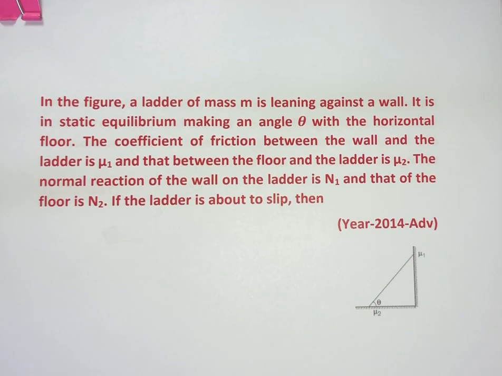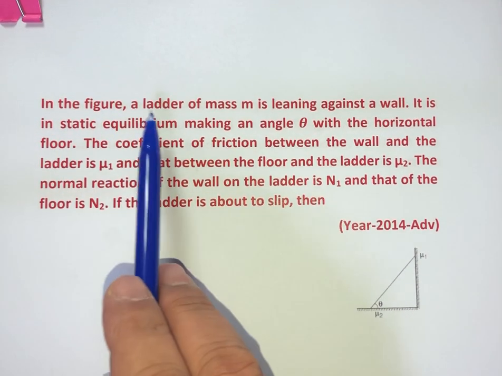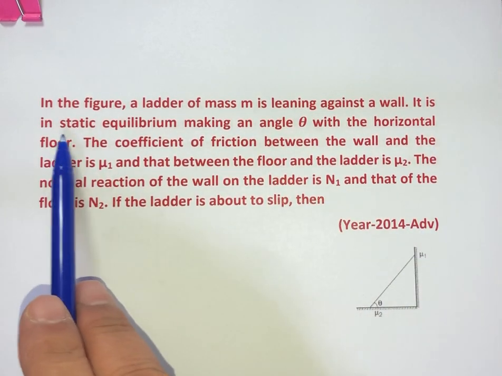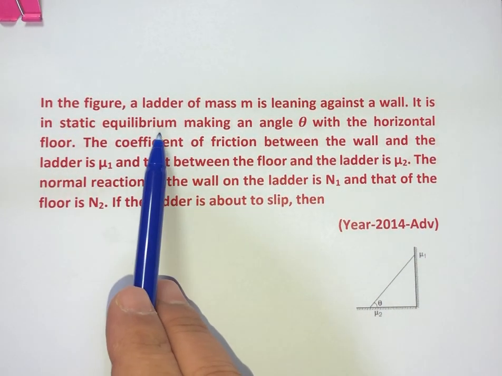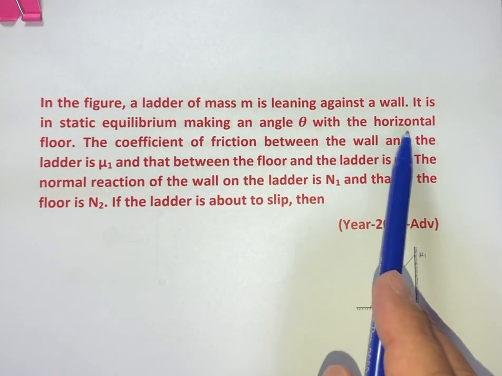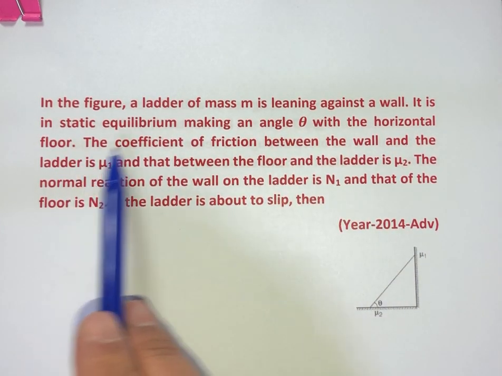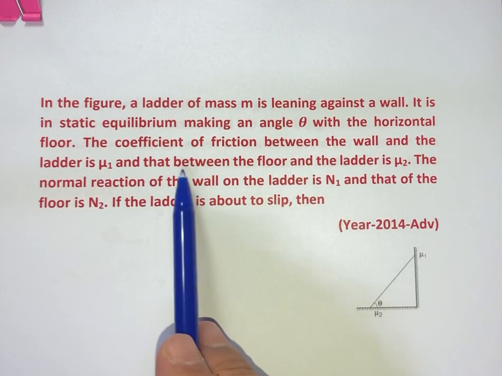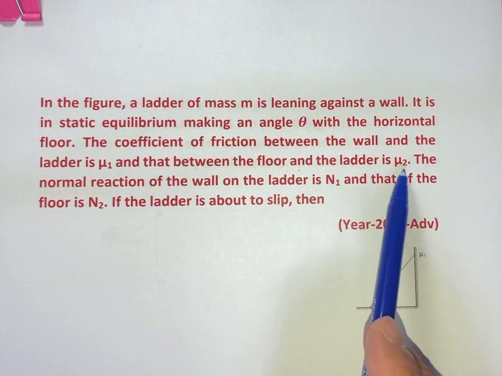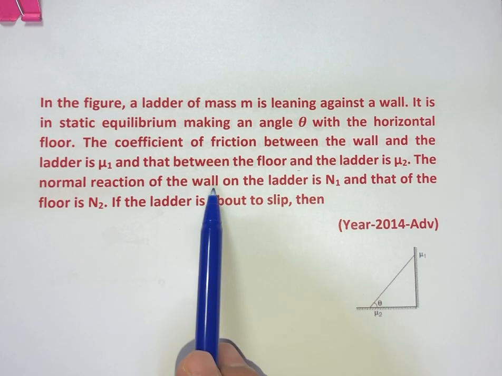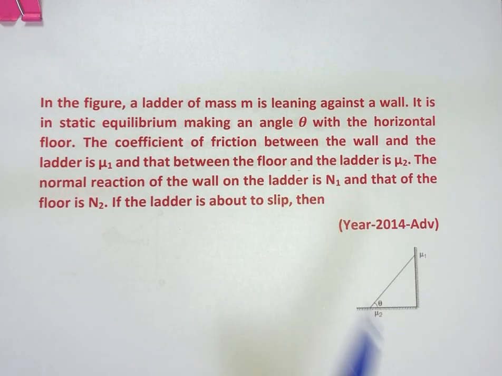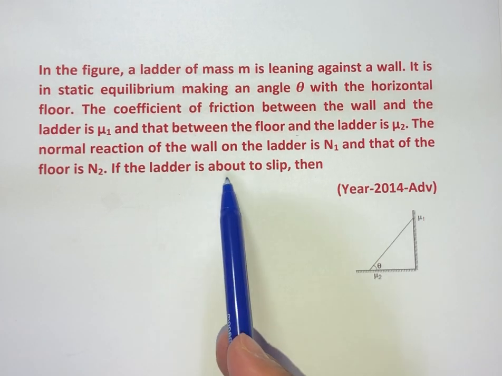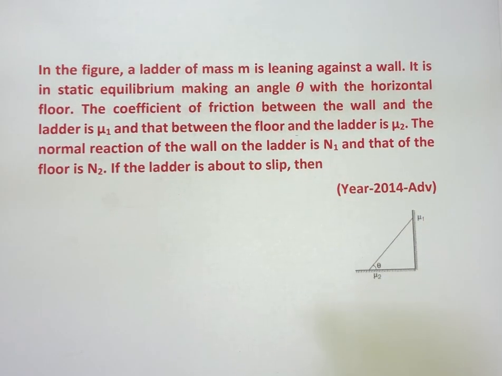Hello friends, today's question. In the figure, a ladder of mass m is leaning against a wall. It is in static equilibrium, making an angle theta with the horizontal floor. The coefficient of friction between the wall and the ladder is mu1, and that between the floor and the ladder is mu2. The normal reaction of the wall on the ladder is n1 and that of the floor is n2. If the ladder is about to slip, we have to find all the related answers.